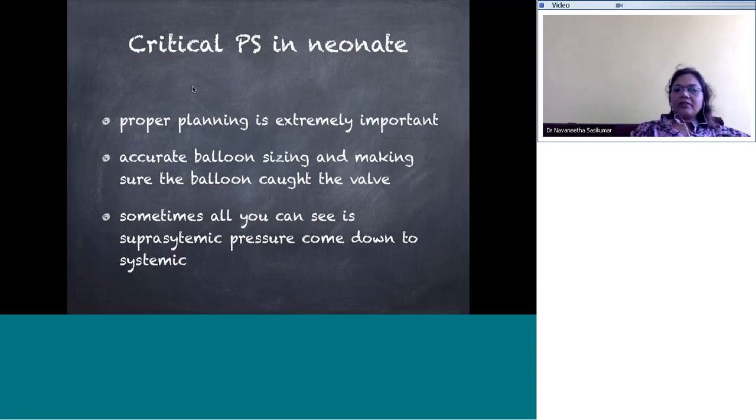So proper planning is very important in critical PS dilatation, mostly because as I mentioned, gradients are not reliable, and then you have to depend mainly on accurate balloon sizing and making sure the balloon got the valve. So that is where you can make sure that you've done a good job. If you are lucky to get a good gradient across the valve, high right ventricular pressures to start with, and then after dilatation it came down, then you have something objectively to make sure that your dilatation has done something, or you have relieved the stenosis.